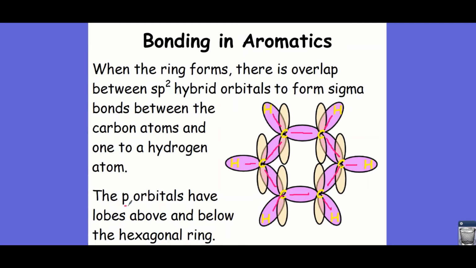The p orbitals have a lobe above the plane of the ring and below the plane of the ring. I've got a few diagrams to help explain this a bit further. If you can imagine, everything in that lilac colour is on one plane, it's all flat. You could put that whole bit flat against the table. And then we have 6 lobes above the ring, one from each carbon, and 6 below the ring, one from each carbon.